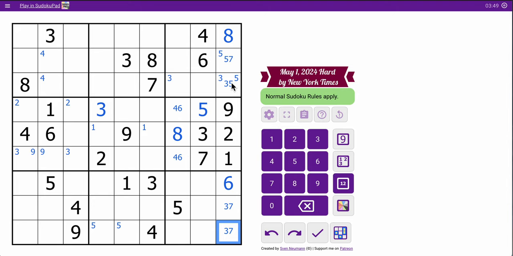Okay, wait a minute. Okay, I think I made a mistake somewhere because this configuration makes no sense. Where exactly do I put a 4 in column 9? The only place it can go is here, so this 6 is wrong. That's a 4.